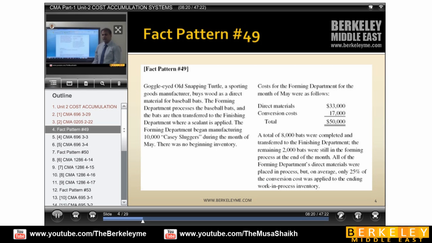So it means this is finished out 8,000, and because there is no beginning, 8,000 is finished and transferred, right? So the remaining 2,000 bats were still in the forming process at the end of the month. That is the carried down here. And all of the forming department's direct material was placed in process, but on average only 25% of the conversion cost was applied to the ending work in progress. So this is the carried down 25%, right?